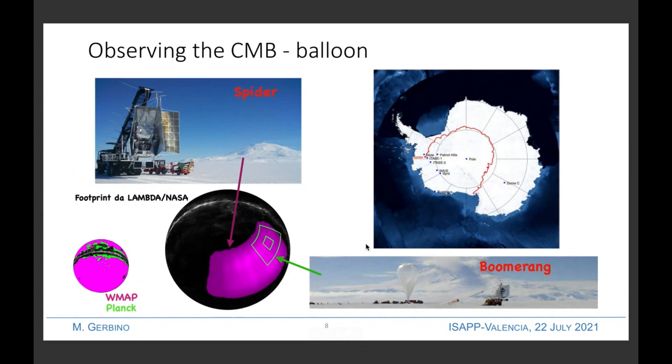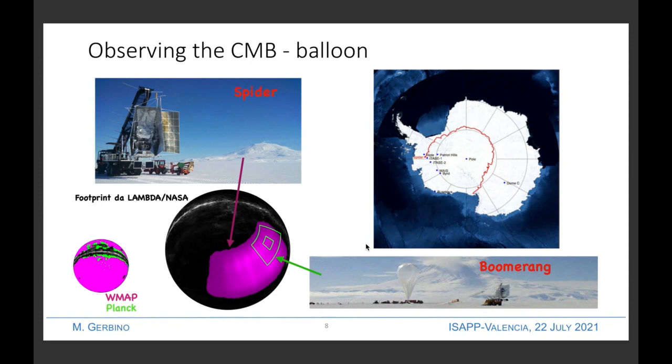The balloon cannot go around forever, of course, but it has to follow a specific path, and it has to be recovered at some point when the fuel is not available anymore and it lands down on Earth. So it has its own advantages, but at the same time some disadvantages.